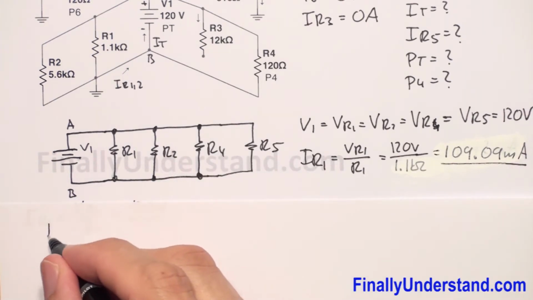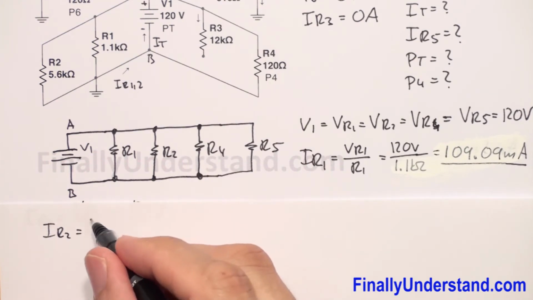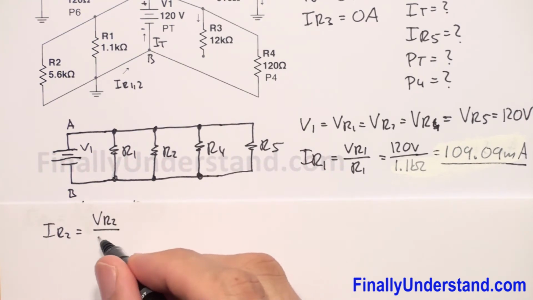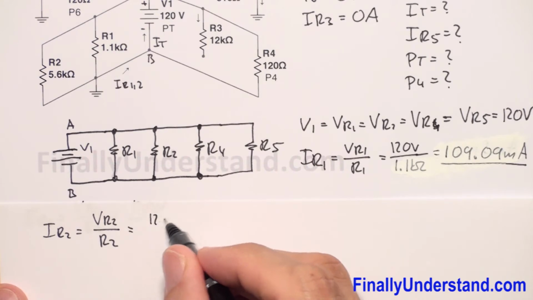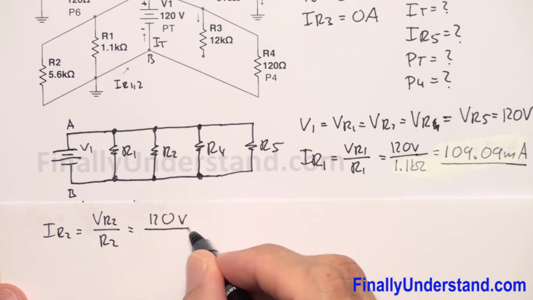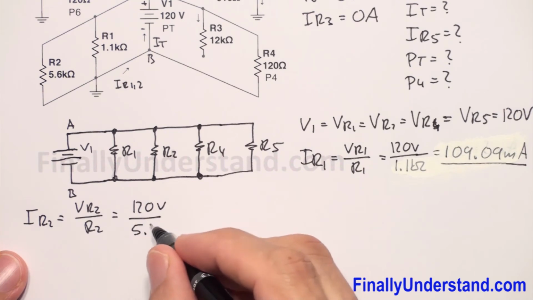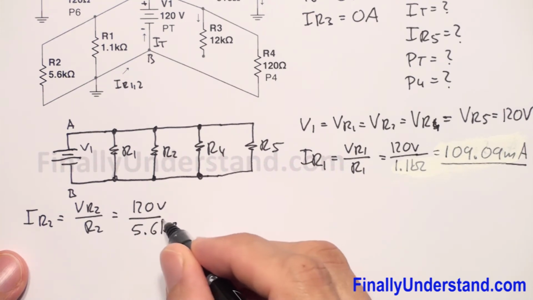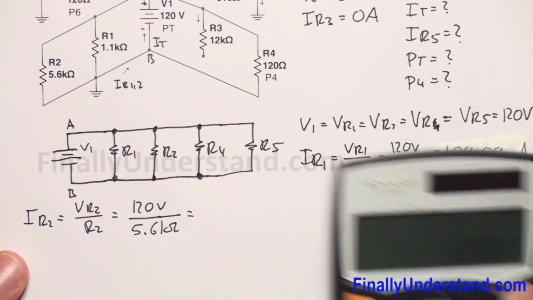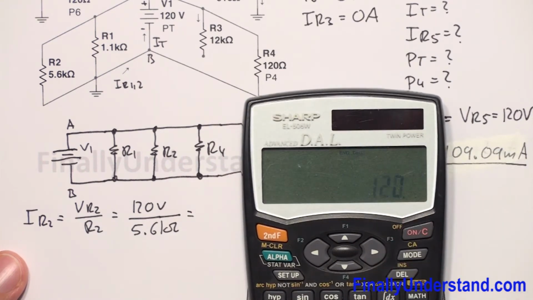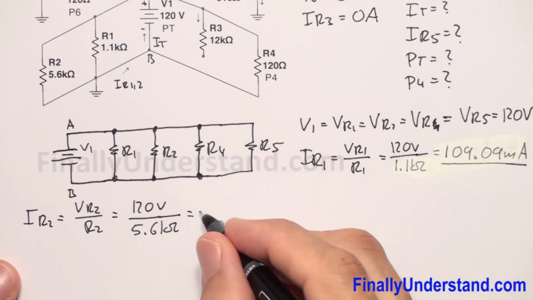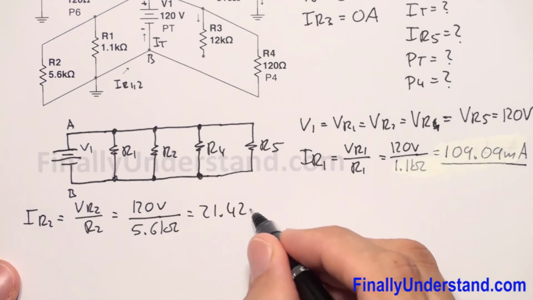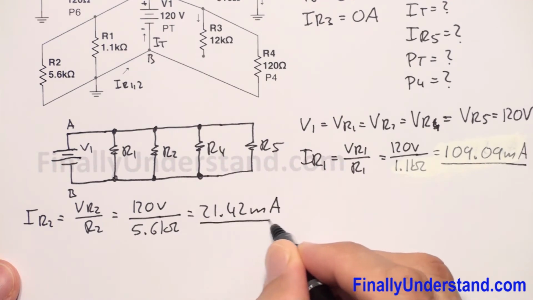Next, I'm supposed to find IR2. IR2 is equal to VR2 over R2, and this is equal to 120 volts divided by 5.6 kilo ohms. So 120 divided by 5.6 times 10 to the power 3 is equal to 21.42 milliamps. This is my IR2.